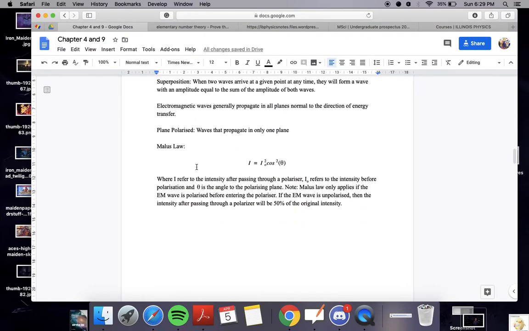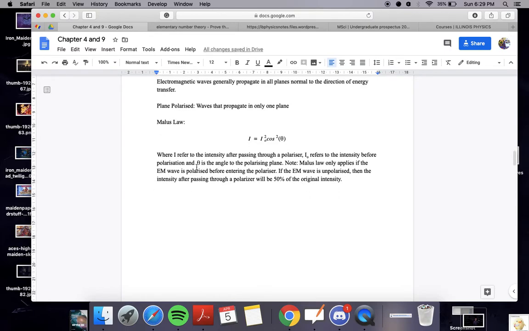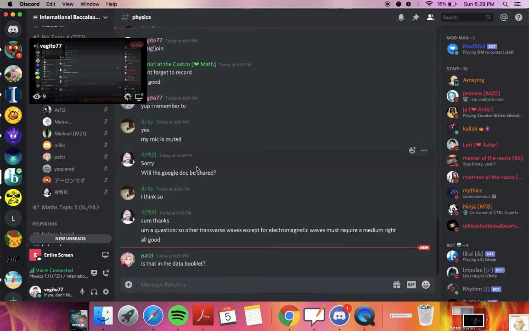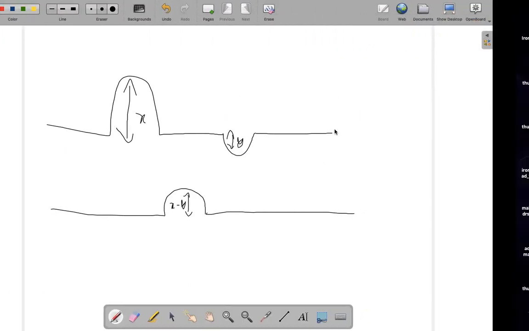So just to make sure before I go into polarization and Malus's law, let me make sure you're all good. Which one is in the data booklet? The intensity equation, I believe so. Let me just check it quickly.